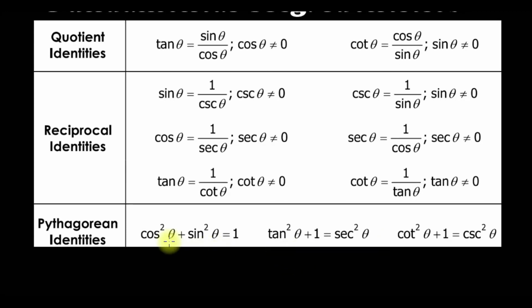And then the Pythagorean identities. So cosine squared plus sine squared can be replaced with 1. Tangent squared plus 1 comes out to secant squared. And then cotangent squared plus 1 is cosecant squared. So those are your Pythagorean identities. You are going to learn how to use these identities to simplify trig expressions and also to prove the identities.